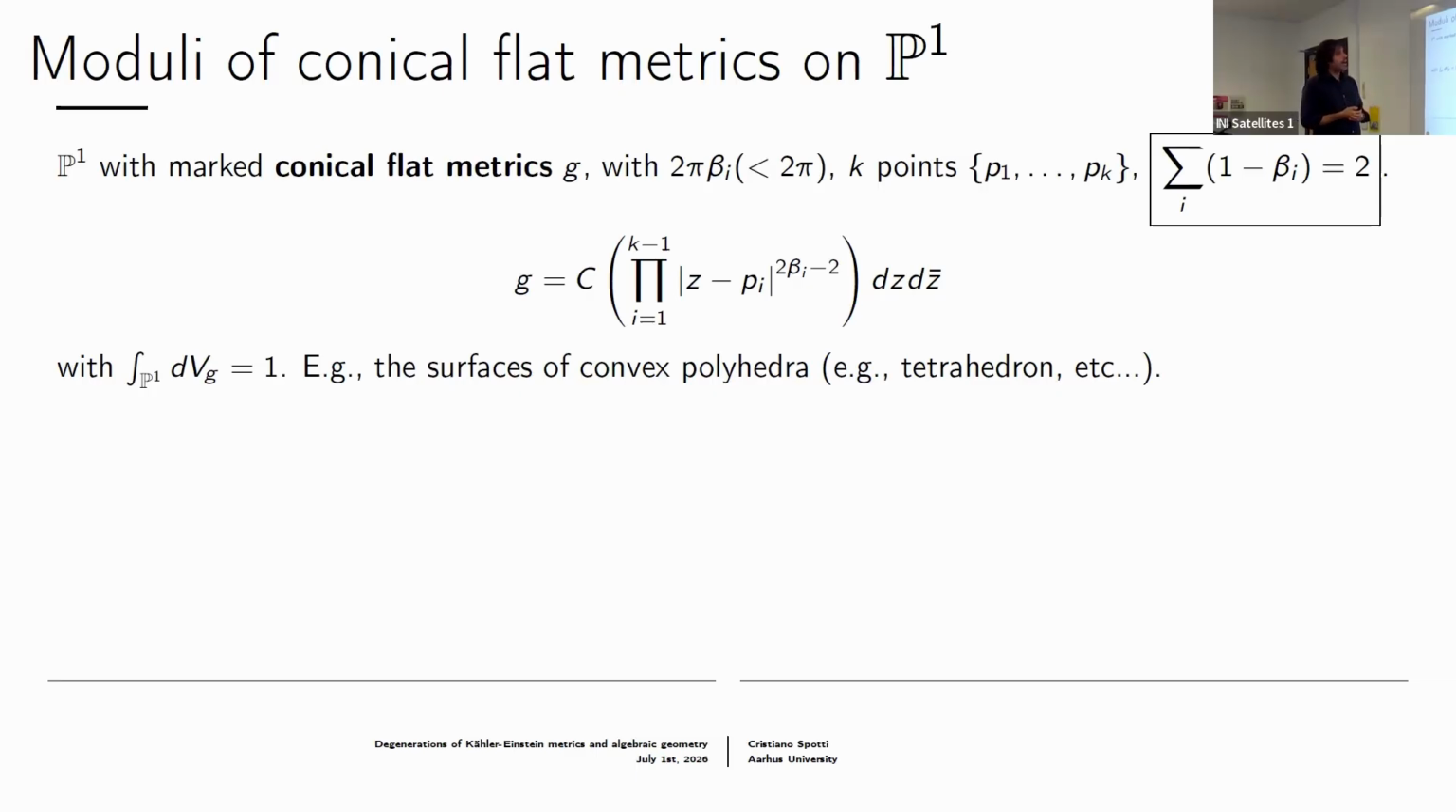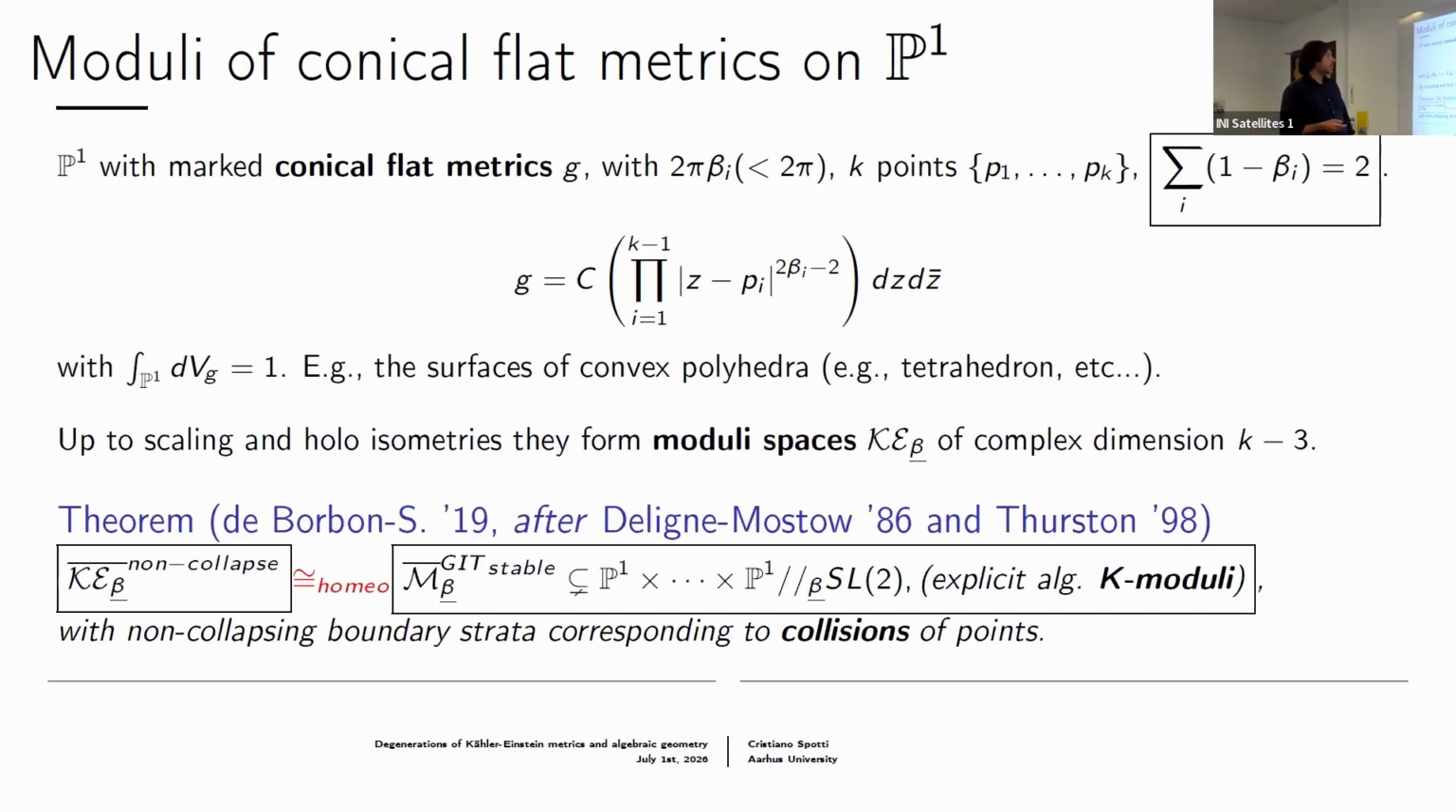And from a differential geometric point of view, if you want to understand this metric, you want to understand, for instance, the moduli space of these things. So we think now that the points are fixed, and we fix the parameters. We can choose different parameters that are the cone angles, but they are fixed now. And up to scaling and holomorphic isometry, actually I normalized volume 1, so scaling should go away, they form some moduli space. It has complex dimension k minus 3.